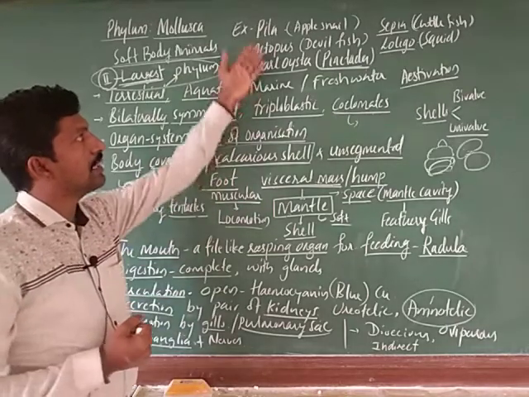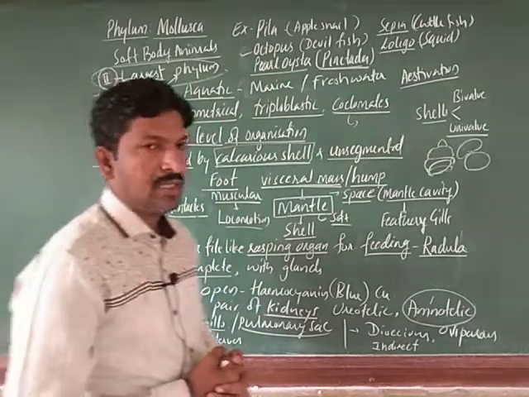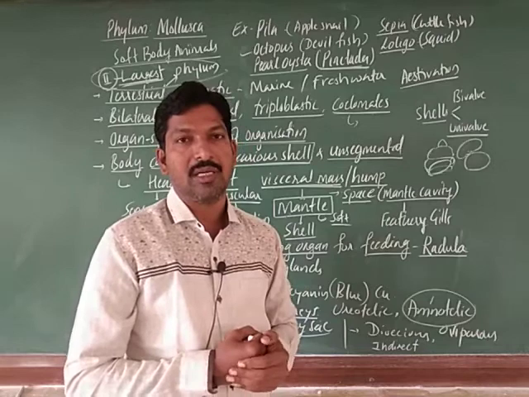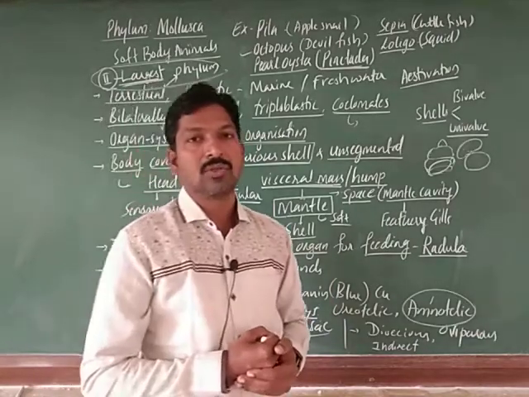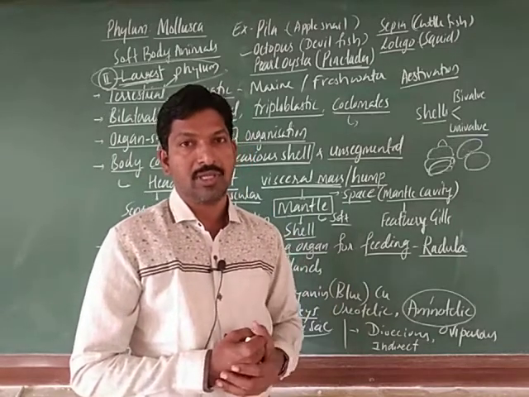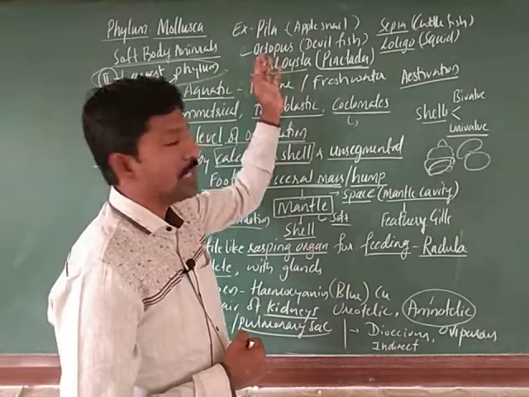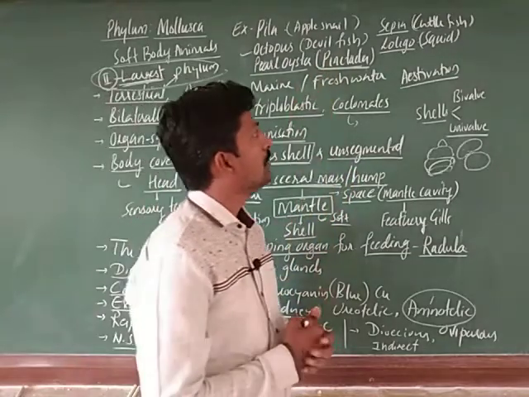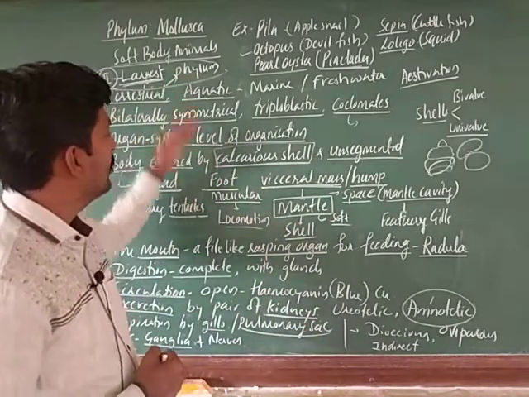These are the examples you should remember. Sometimes they produce ink, as there are ink glands, which release ink to help escape from enemies. That ink is even used commercially, by culturing that particular animal. For example, octopus produces ink, and sepia also. So these are some examples you remember. Go through these points.